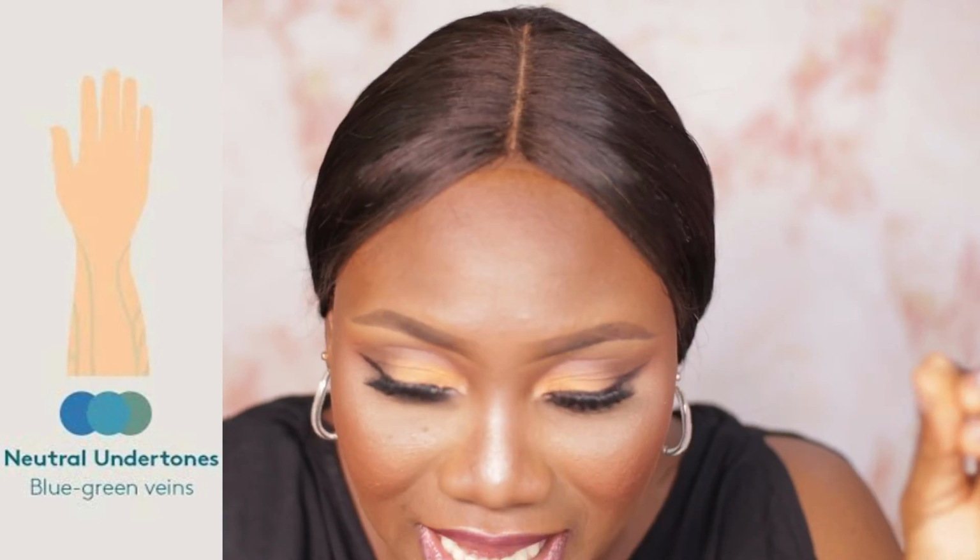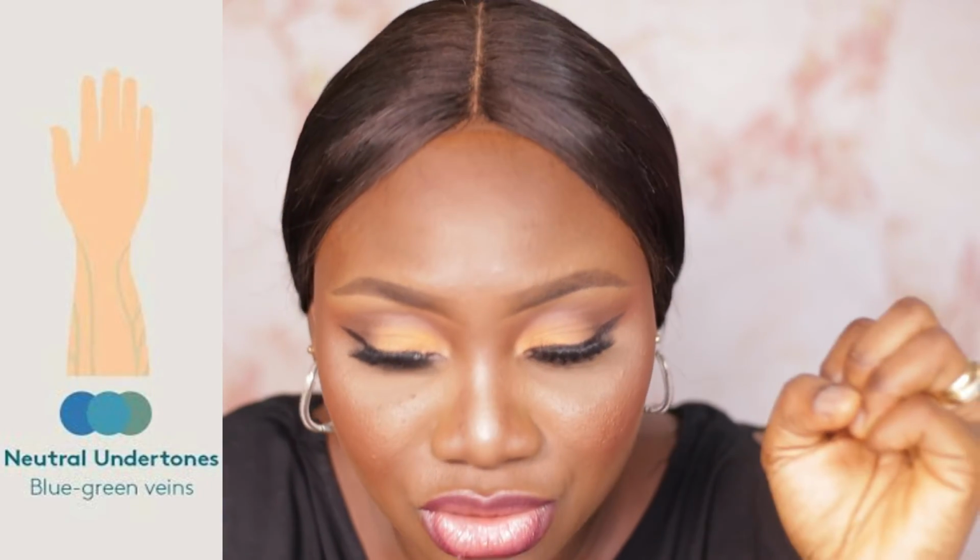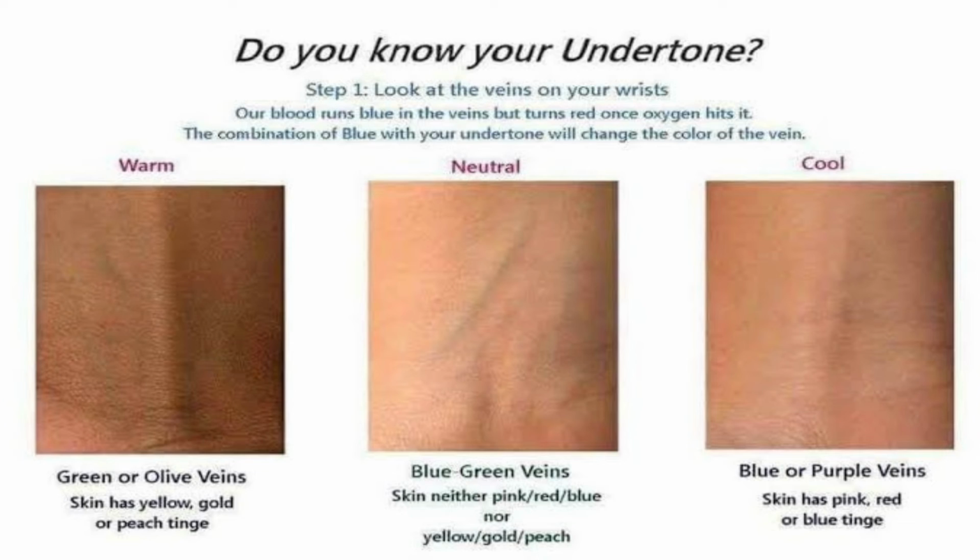Now, if you cannot differentiate, you're looking at it and you're like, I'm not seeing blue, I'm not seeing green, then it's more than likely that you are neutral undertones. In that case, your veins might not really be showing either blue or green. It might just be colorless or match the color of your skin. Okay, so that is the vein test. Do it. What undertone are you from that?